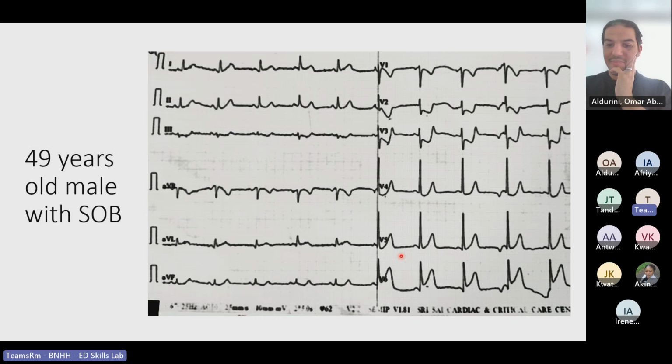Okay, and V5 is almost the same. V5 is almost the same. Good. And V6 is almost the same, though there's a slight change, but I can hardly see it. Yeah, it's slightly upward. Okay, so we have ST segment depression in V2, V3 and V4. Yes. Okay, perfect. Thank you.